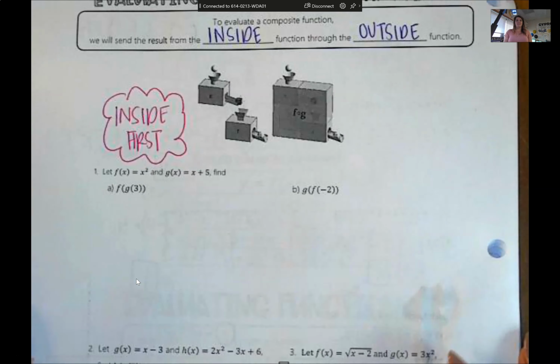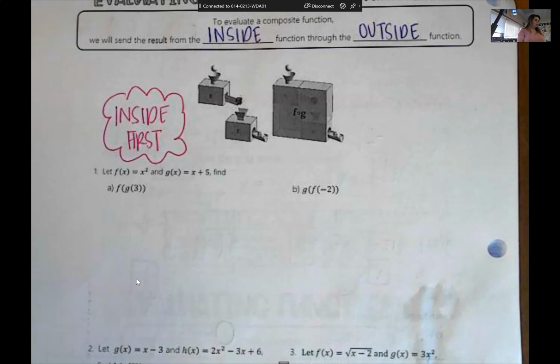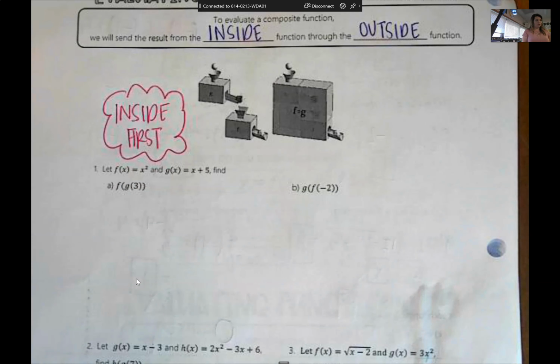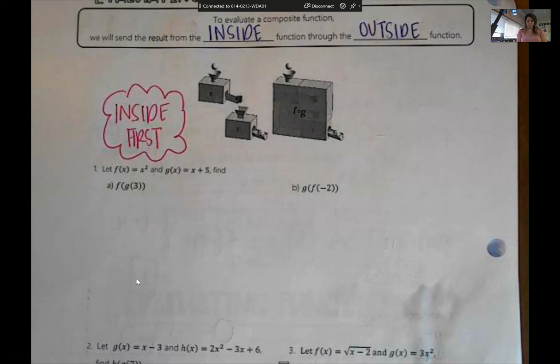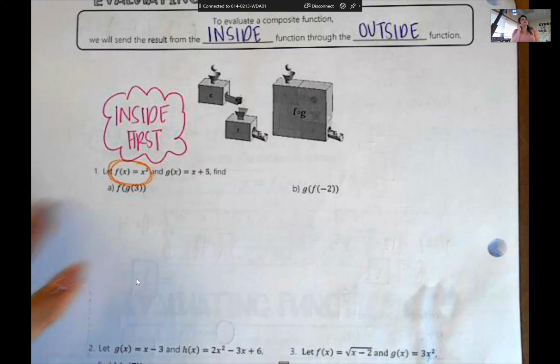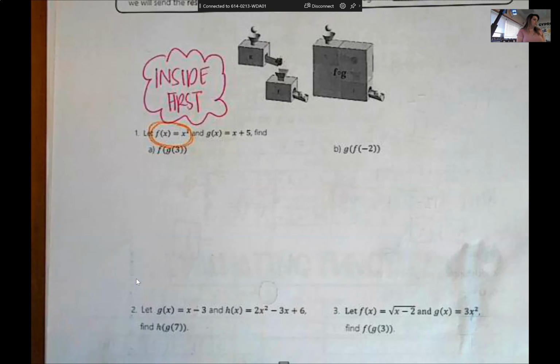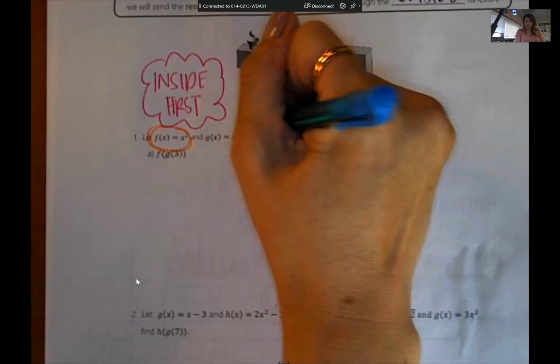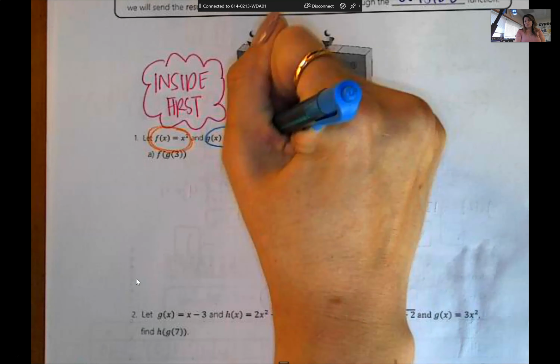So sometimes I like to think about this as a sandwich. I've got to figure out what goes in my sandwich before I can make my sandwich. So the first one gives us two functions. Make sure that you feel good about where the functions are. So I'm just going to choose a couple of colors so I can try to make this as clear as possible. So one function is named f, and he's just x squared. Then your other function is g, and he is x plus 5.